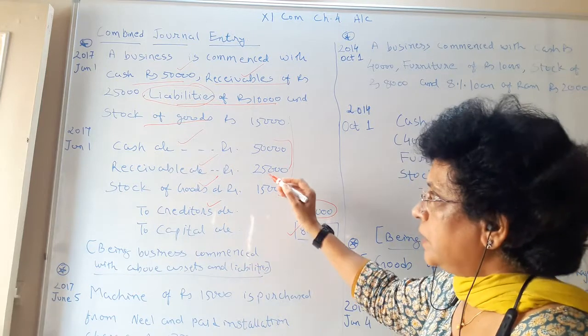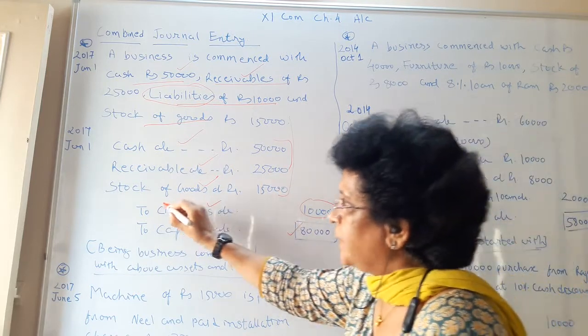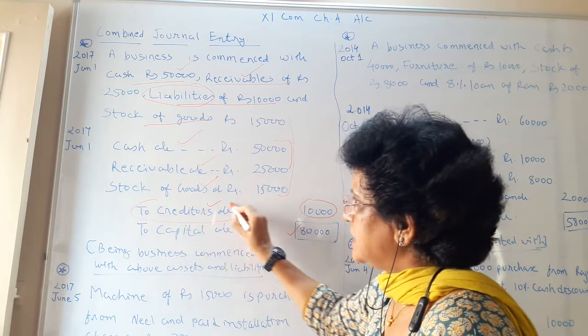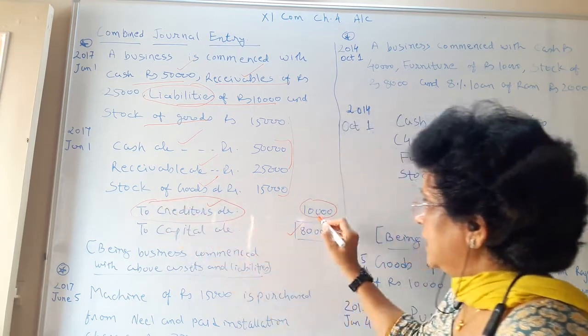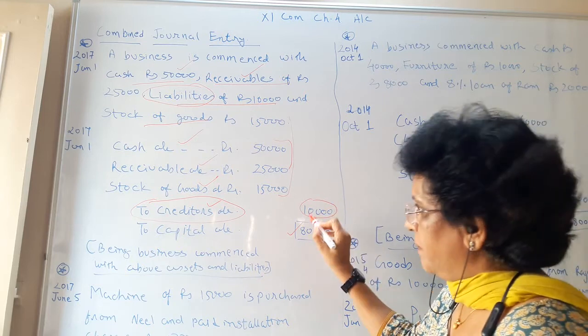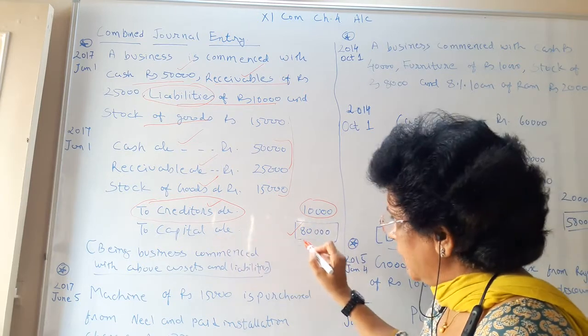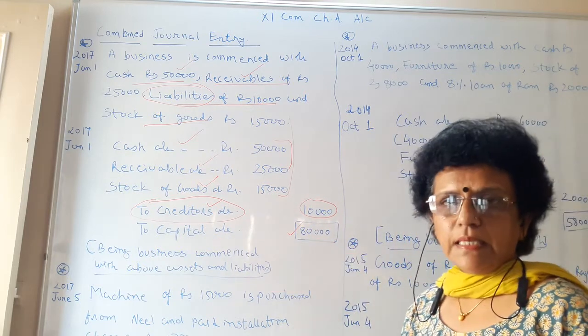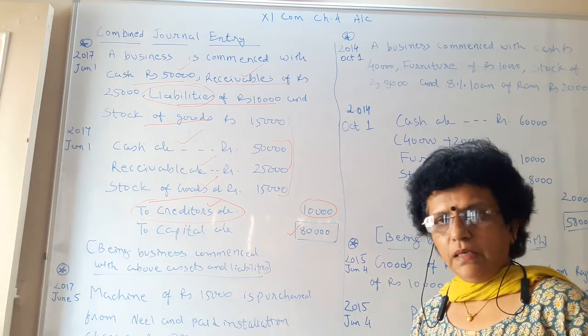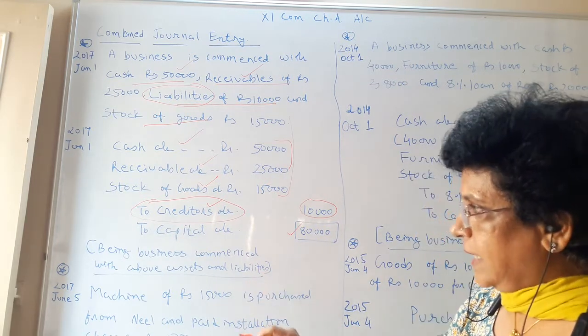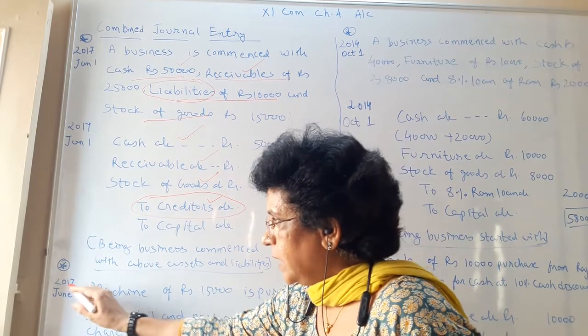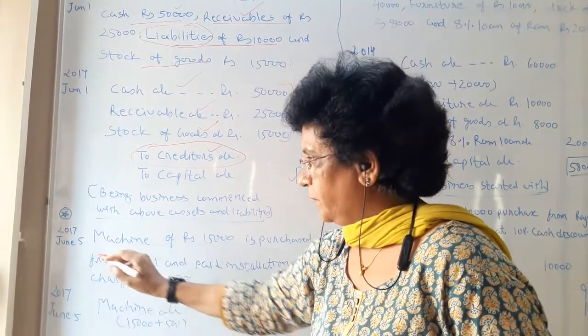Okay. So what new you have learned in this is that if any credit balance is given, that credit balance also is to be posted, minus that figure, and only the difference is to be written as the capital account. Clear? Another example, 2017 June 5th.